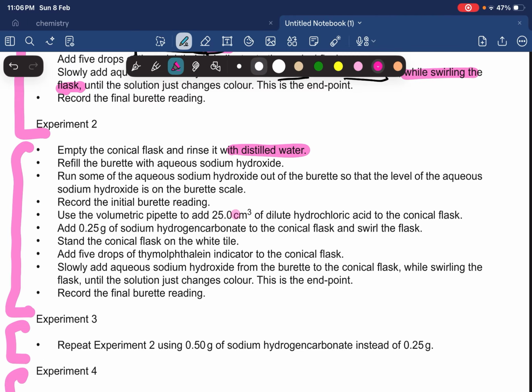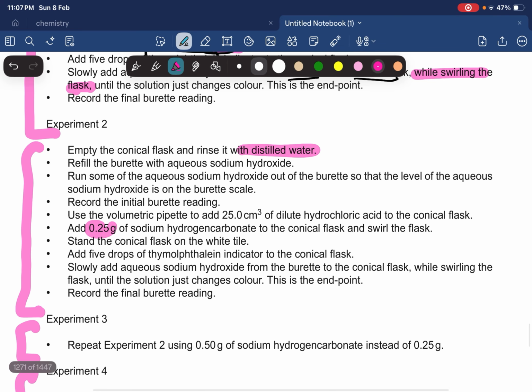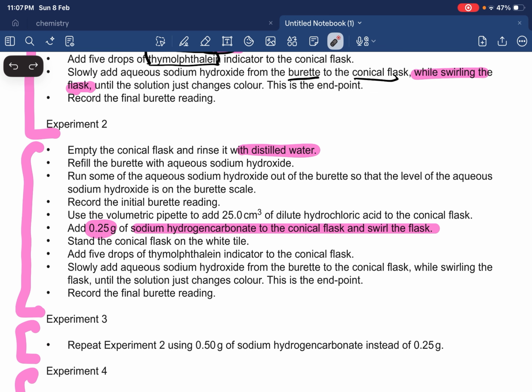Use a volumetric pipette to add the HCl. Okay, now we're doing something else. Add 0.25 gram of sodium hydrogen carbonate. We're adding a base, remember, to the conical flask and swirl the flask. Stand the conical flask on a white tile. Okay. Doing an additional step, sodium hydrogen carbonate to the conical flask and swirling the flask. That's additional. And why are we doing this additional step? You've got to know why we are doing this additional step.